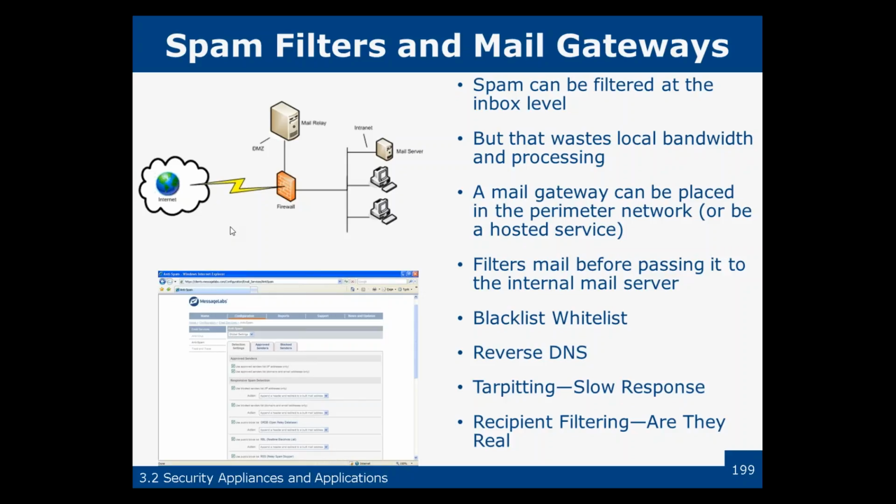Another thing that may be used to verify that email is real is a reverse DNS lookup, to be sure that the domain that's listed in the email server, or the email address, is actually real. And tarpitting is where you slow down the email, and so you slow down the spammer so that his software may actually give up on that.